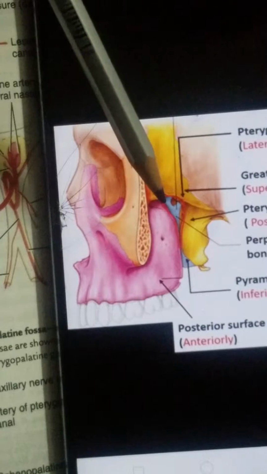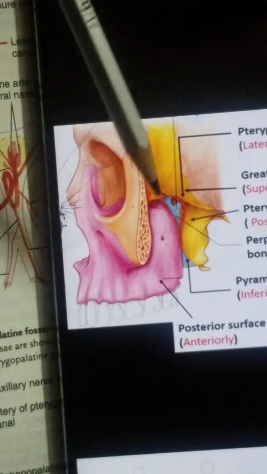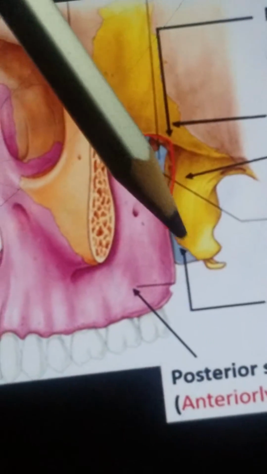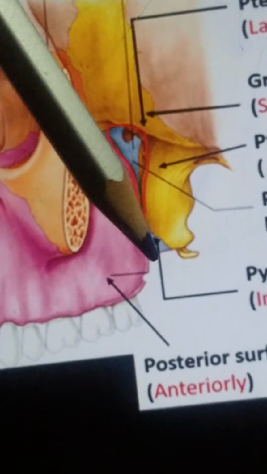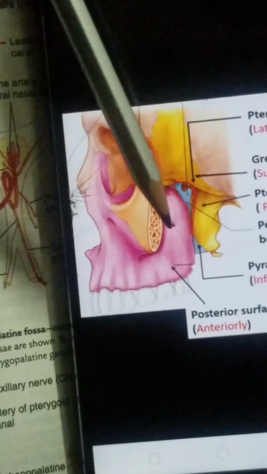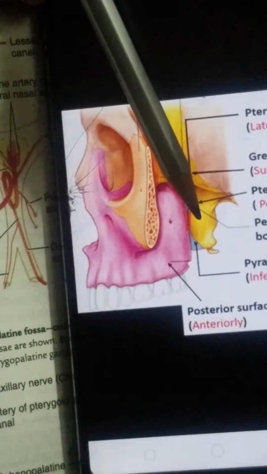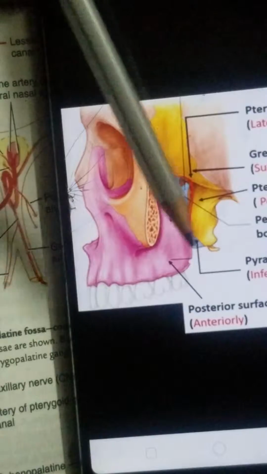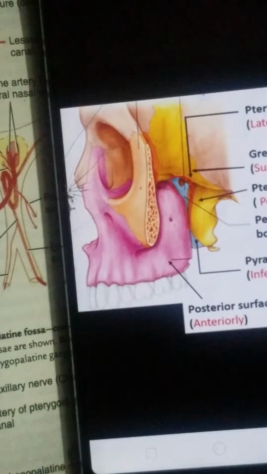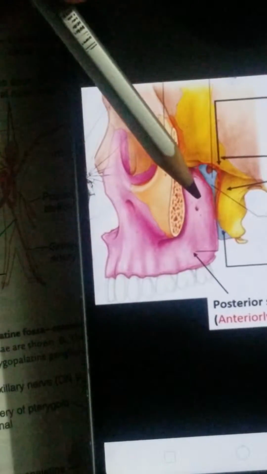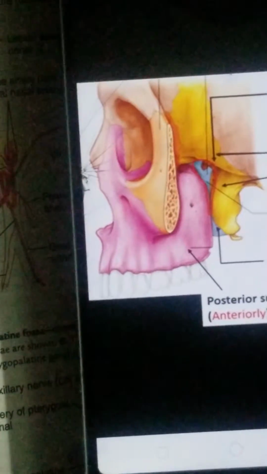And the superior boundary is by the sphenoid bone, and inferior is, as you can see, this is pyramidal in shape. This is the pyramidal process of palatine. So anteriorly we have maxilla, posteriorly the pterygoid process, superiorly the sphenoid, and inferiorly there is the pyramidal process of the palatine. So we are done with anterior, posterior, superior, and inferior.